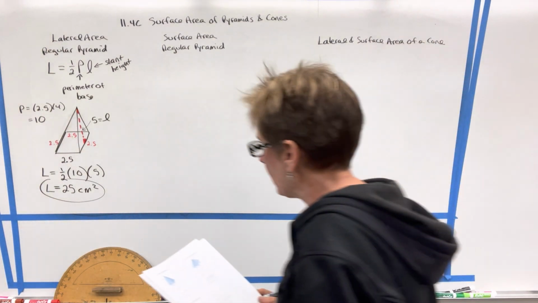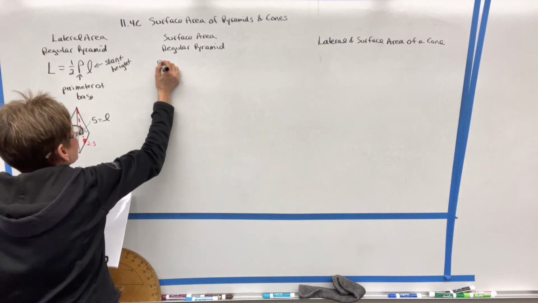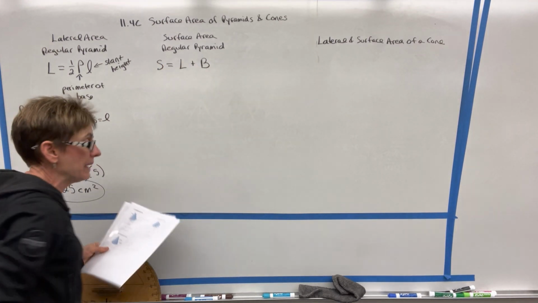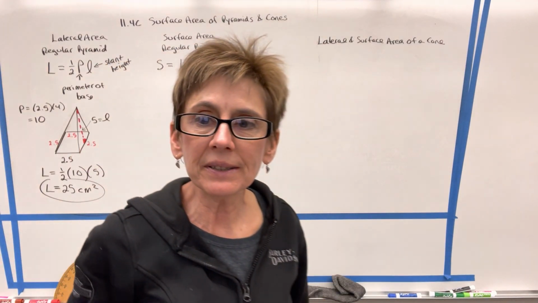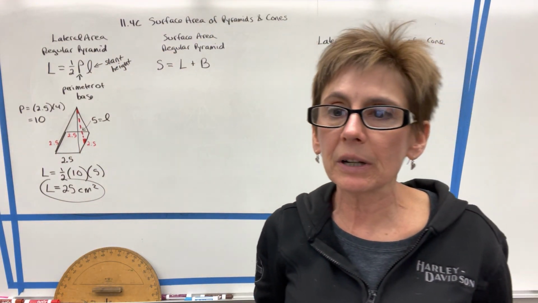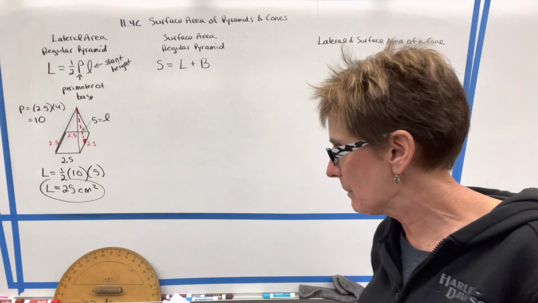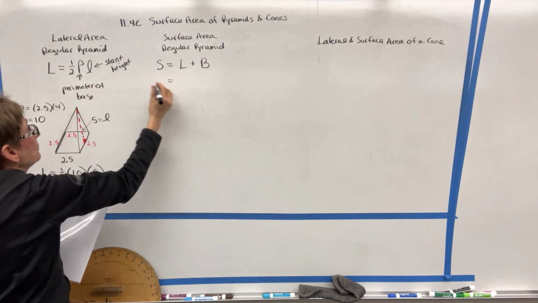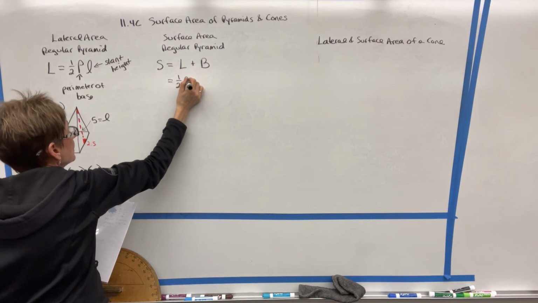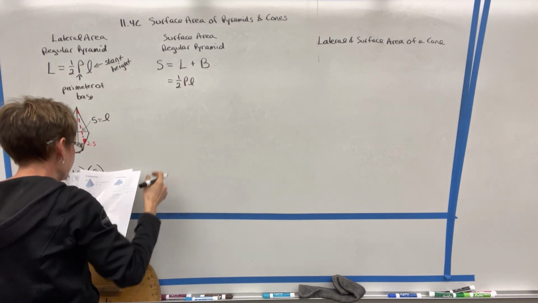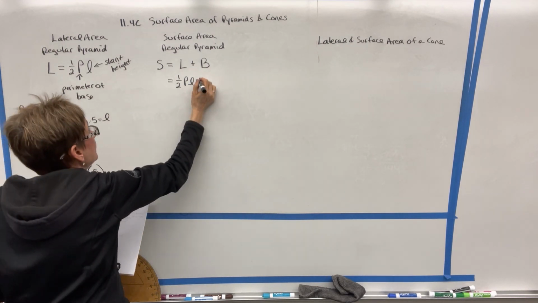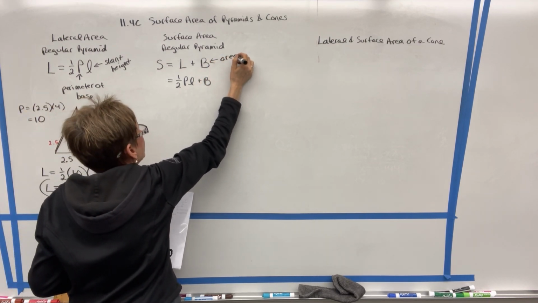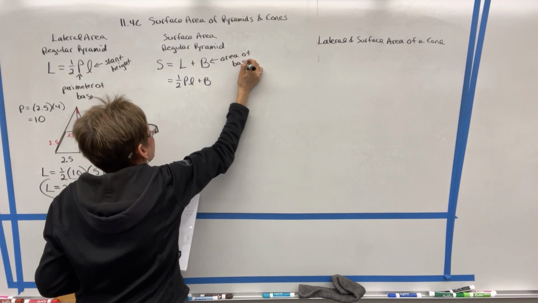If we want to take a look at the total surface area for a pyramid, that would be the lateral area plus the base. Now, when we were looking at prisms, we did plus 2 bases because a prism has 2 bases. But keep in mind, a pyramid just has 1 base. So we're going to bring over the formula from here. The lateral area is 1/2 the perimeter times the slant height, and then B stands for area of the base. So let's label that: area of base.